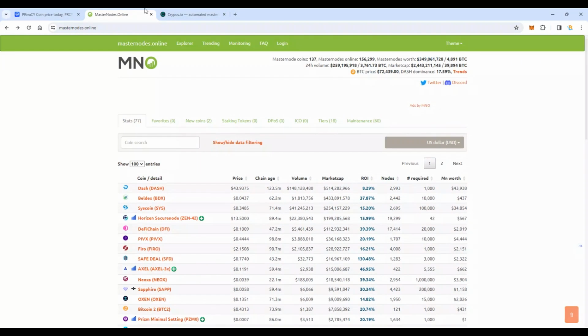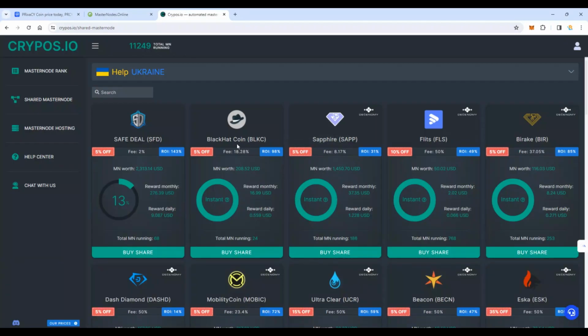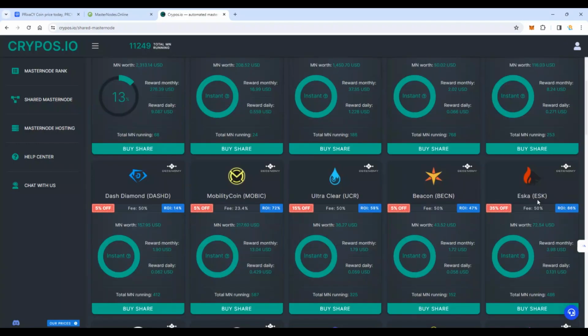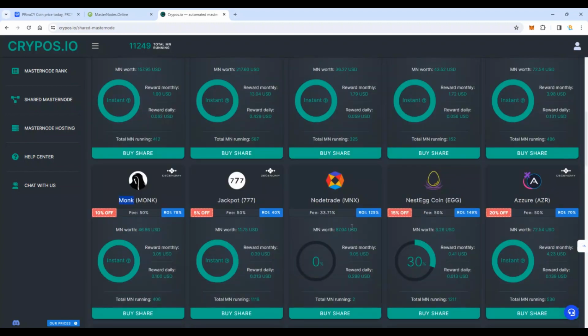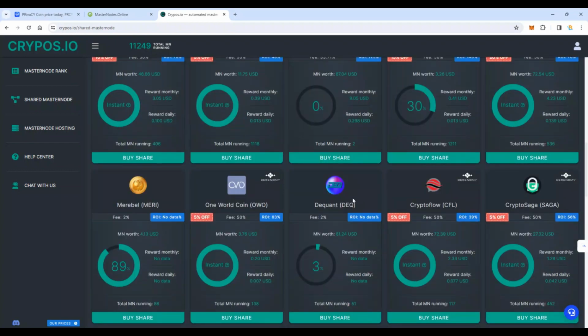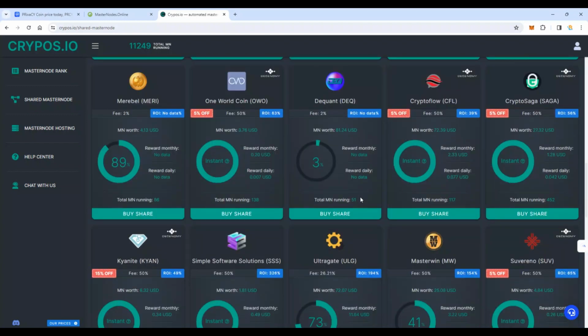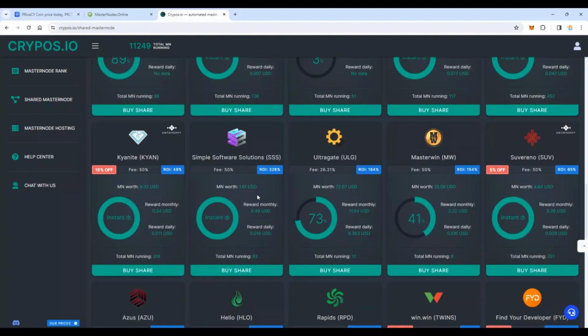Okay, so what I'm going to do, I'm going here on Crypos and let me pick, I need something very cheap because we're just doing this for the purposes of learning. I'm not interested in earning from masternodes. Let me look for something between $10 and $20. Well, we have this one, Masterwin, and the reward monthly is around $3.22, but you can see it only has 8 guys who are running this node.